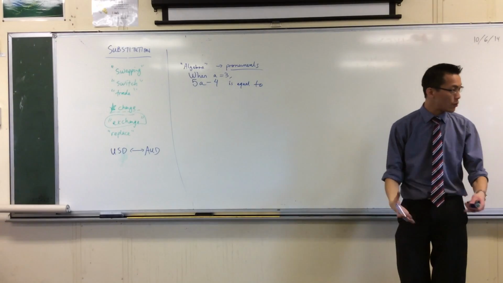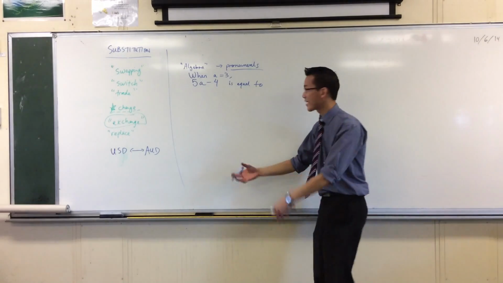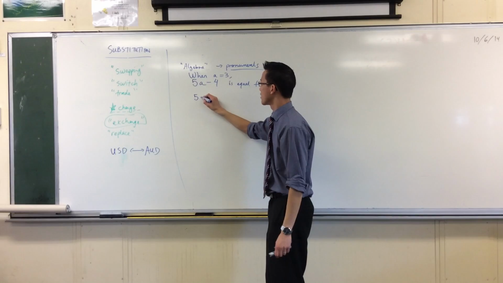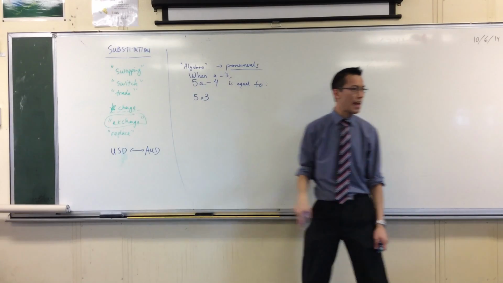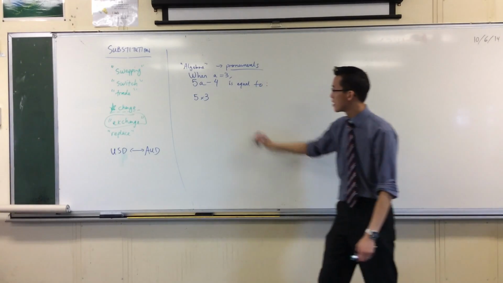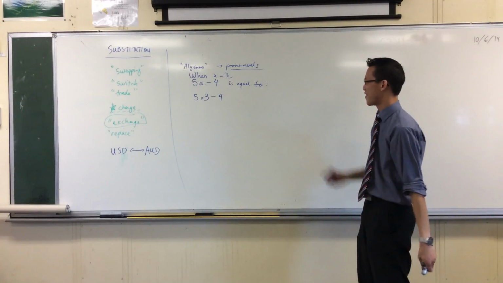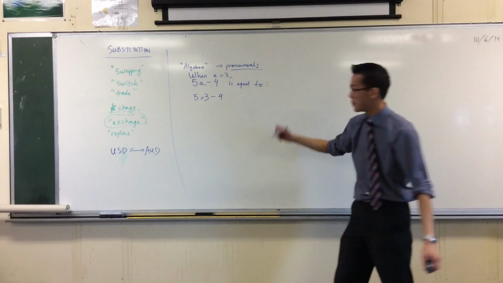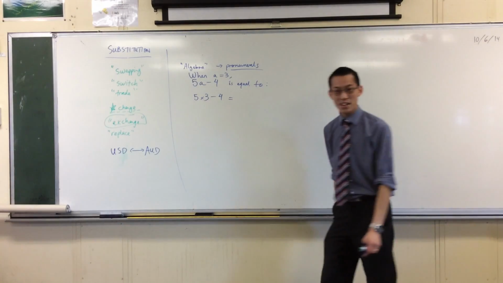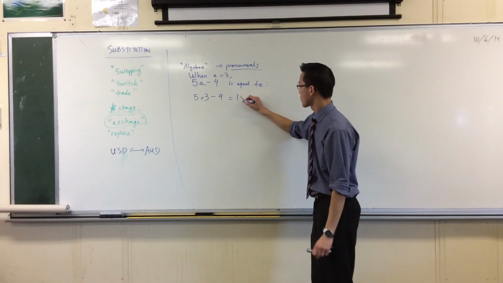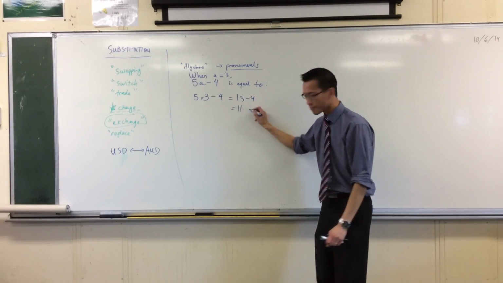well, let's see what happens. When I put 3 back instead of A, right? I'll say 5 times 3, because that's what 5A is short for, right? 5 times A, minus 4. And this was the kind of question you were doing, wasn't it, right? In fact, this itself may have been one of the questions. Now, what's that equal to? Well, that's 5 times 3, which is 15, minus 4, which is 11.